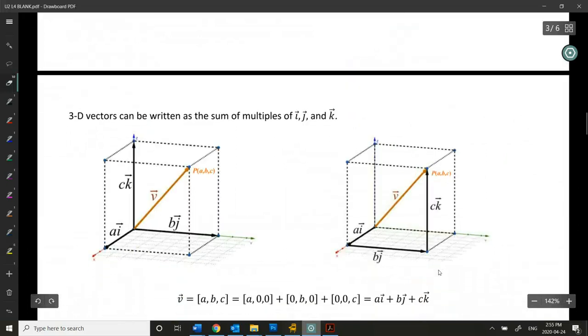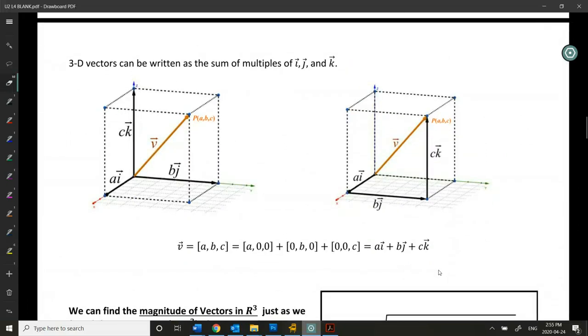And any vector can actually be split up into a sum of scalar multiples of the unit vectors i, j, and k. So we can see here, if I split up vector a, b, c into a sum of each of its components, we can use these as the scalar multiples of the unit vectors i, j, and k, just to simplify this addition.